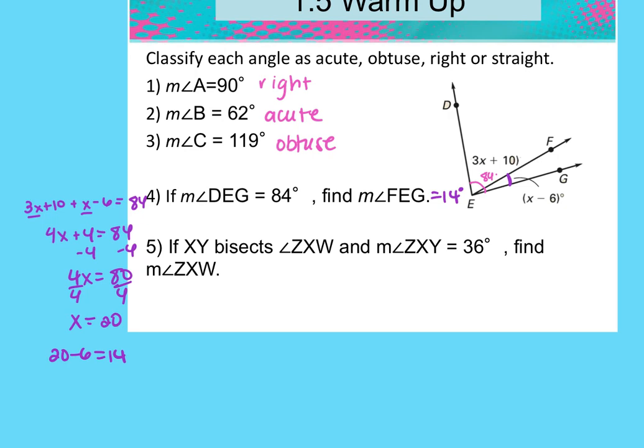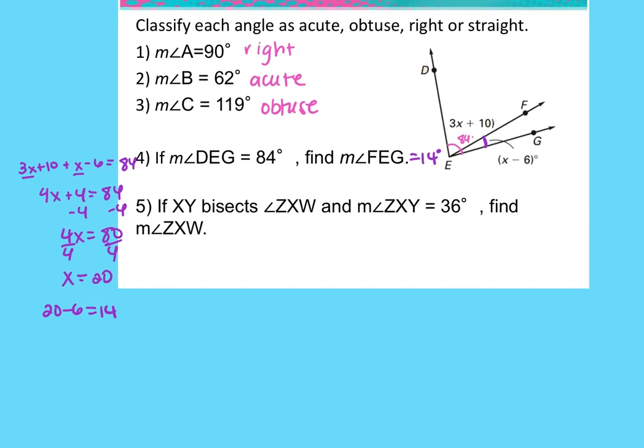Okay, 5 says if XY bisects ZXW. So I've got an angle called ZXW, and I've got a bisector that's XY. And what did we say a bisector does? Splits it into two congruent parts. It says that the measure of angle ZXY, which would be this top one, is 36. And it wants you to find the measure of ZXW. How do I get it? Just double it. 36 times 2, which is 72.